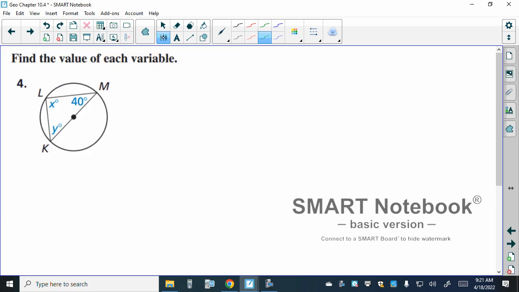Let's look at the next one. Well, this one here is asking for two variables. And we do know that Km is the diameter. So what do we know about the value of x? X has to be 90. This is going to be a right triangle. So what can we do to find y?